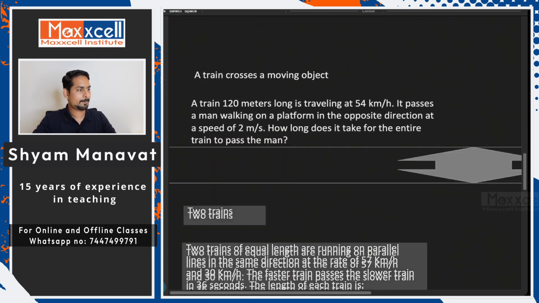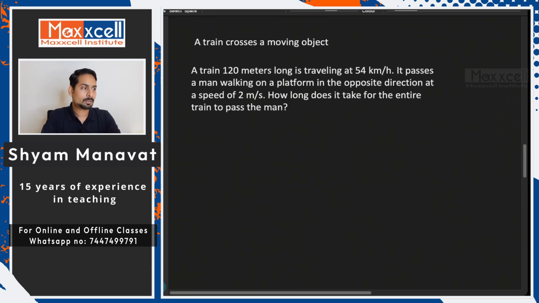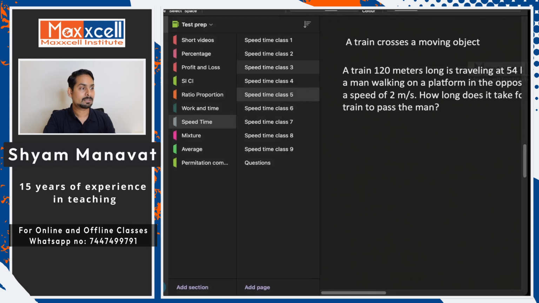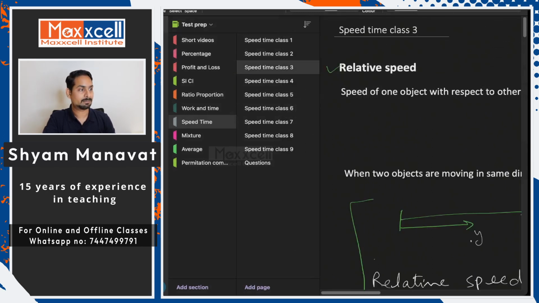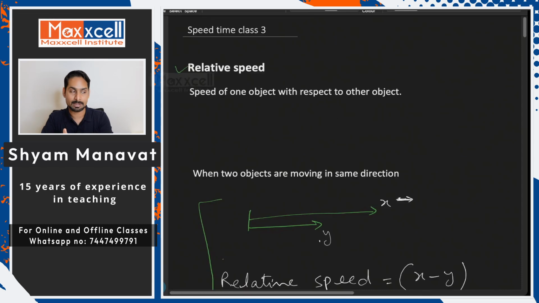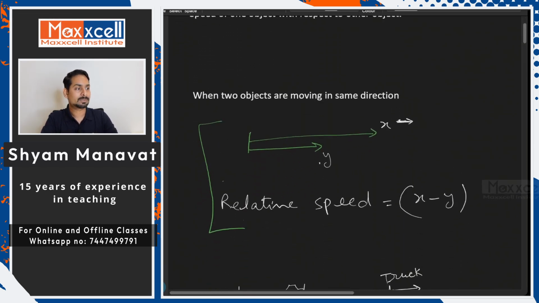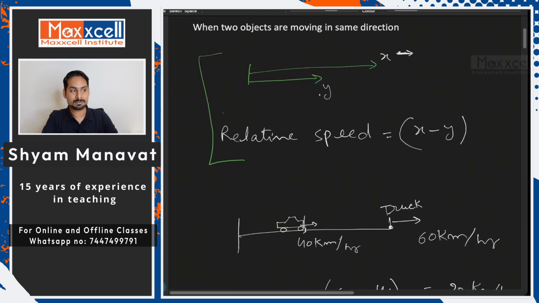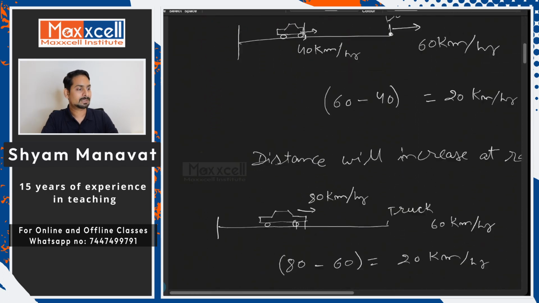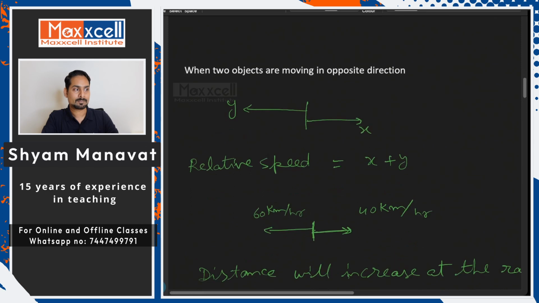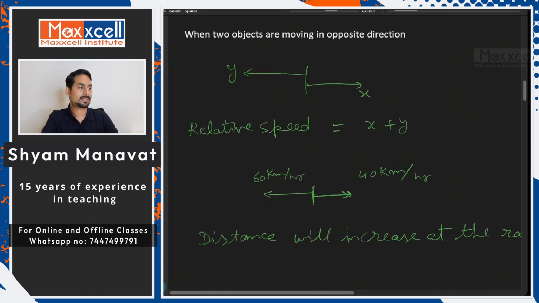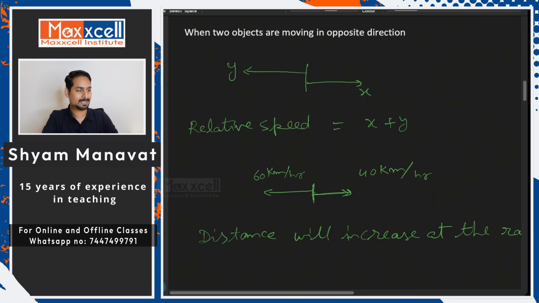Now another case, a train crosses a moving object. This time there is a moving object. When you have a moving object, so the train is also moving, another object is also moving. Okay, then we will say it is the condition of relative speed, which says speed of one object with respect to other object, which says if both objects are moving in the same direction, the relative speed is minus. When both objects are moving in the same direction, it will be minus. When both objects are moving in opposite direction, then relative speed will be plus, right?